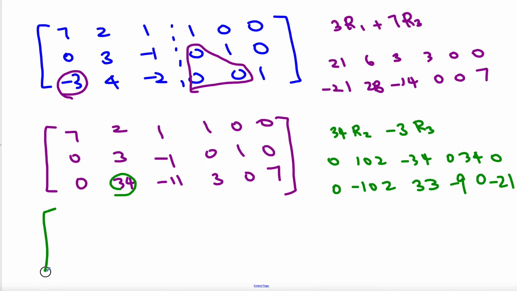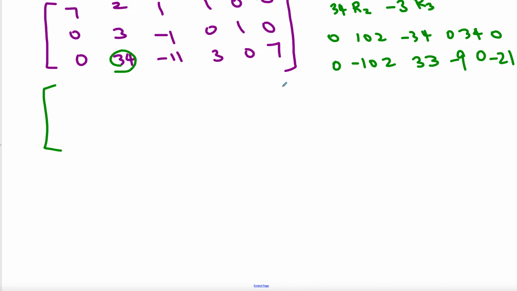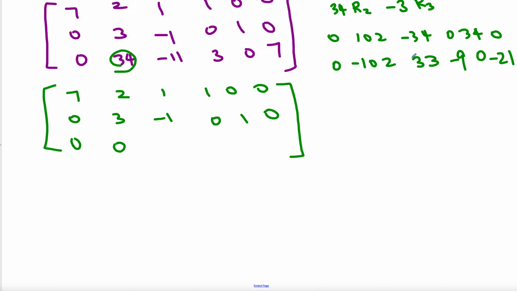Once again, we are working on the last row. So what I'm going to do is copy down the first two rows as they are. 7, 2, 1, 1, 0, 0, 0, 3, negative 1, 0, 1, 0. When I add them up, I get a 0. When I add them up, I get a 0. When I add them up, I get negative 1. And then when I add them up, you get negative 9. Here I get 34. And then the last one is negative 21.